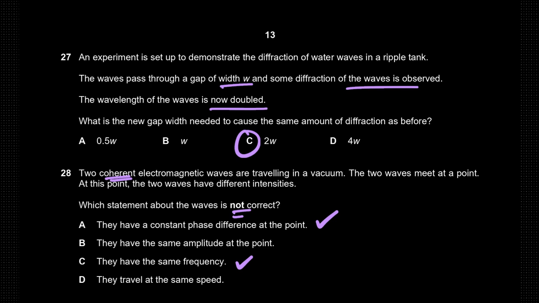They travel at the same speed. Again, if they are two electromagnetic waves, they have the same speed, the speed of light. And as we just discussed, because intensities are different and frequency is the same, this means amplitude is different, right? So this is not correct. In your syllabus, you are just supposed to know this link between intensity and amplitude, but in reality, intensity also depends on frequency, but it couldn't be the case here because they were coherent.